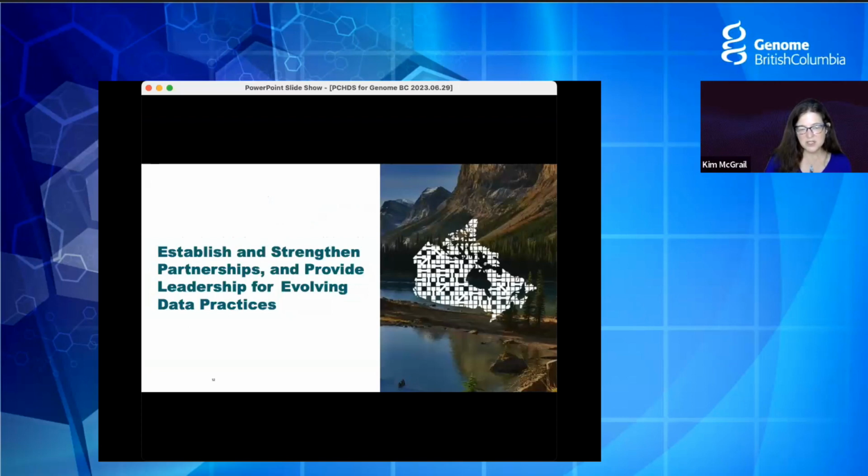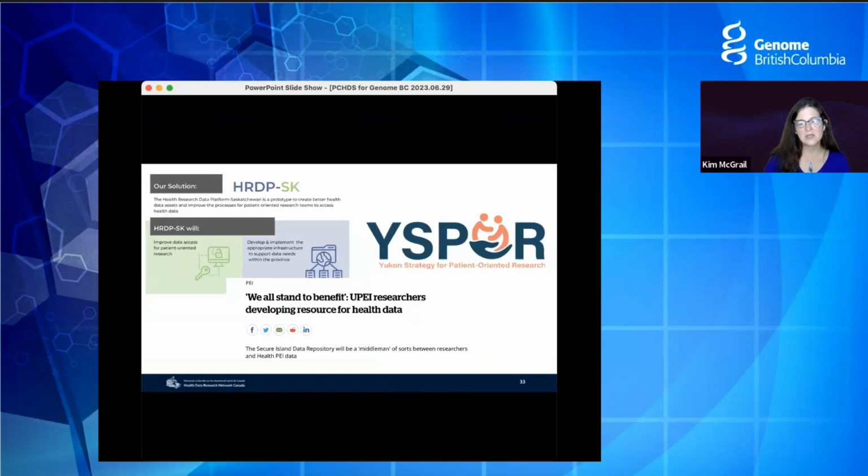Establishing and strengthening partnerships and providing leadership for evolving data practices is another goal. I'll just say quickly that we have helped in our network with HDR in Canada to open, or close to open, 2 data centers. The Health Research Data Platform in Saskatchewan is now open, and Prince Edward Island's Secure Island Data Repository, I think, is still one signature away from being open. There's also commitment to that.